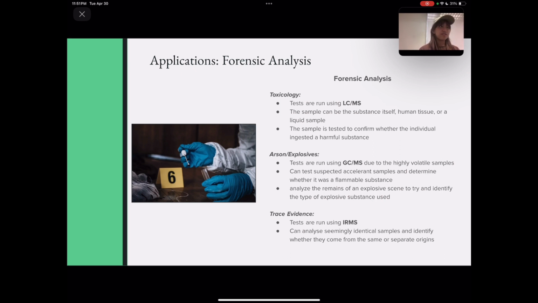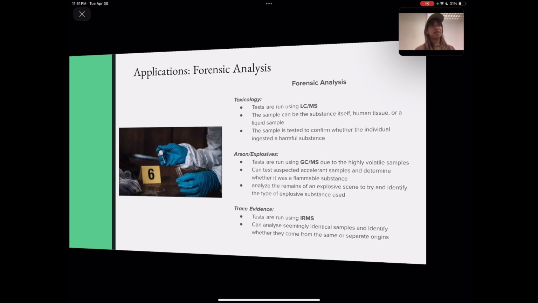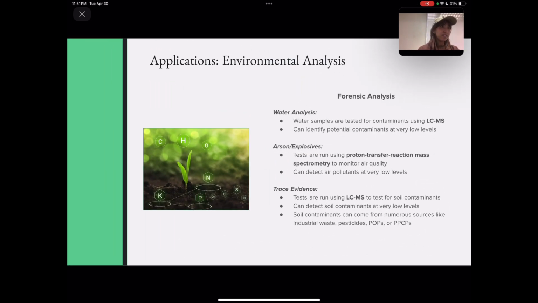And in trace evidence, we use IRMS, which is isotope ratio mass spectrometry, and we use identical samples, but we can find differences in them, whether knowing if they're from the same tissue or from different tissues or same bodies or different bodies.